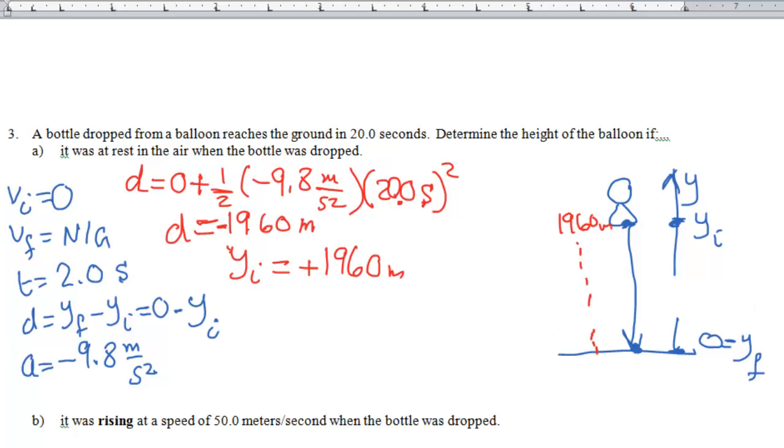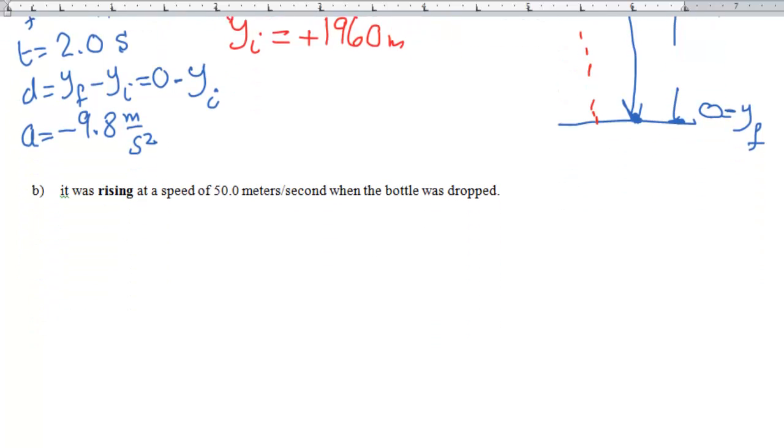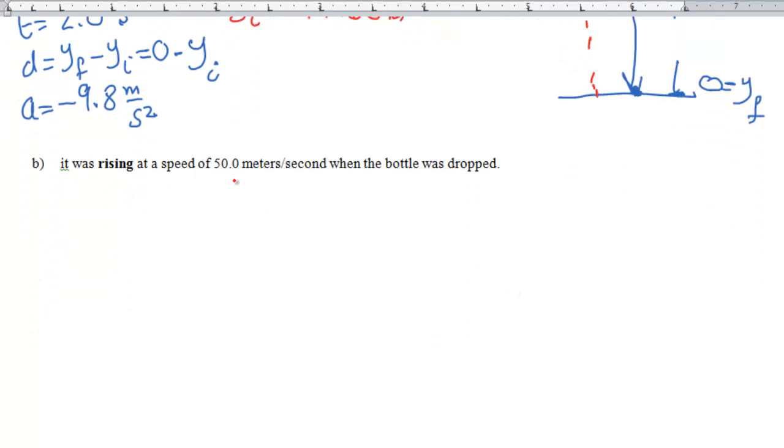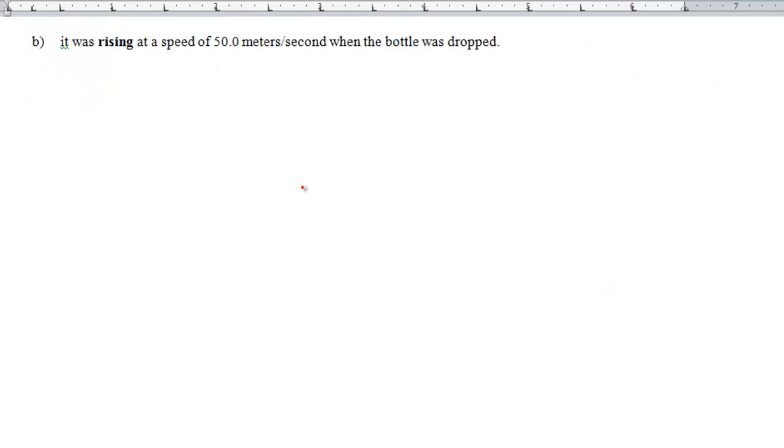Okay, let's look at part B. Part B has changed the velocity to 50 meters per second. So the balloon was moving upward with a speed of 50 meters per second. So the only thing changed here is the initial velocity, and of course this will change the height of the balloon at this moment. Everything else is the same.